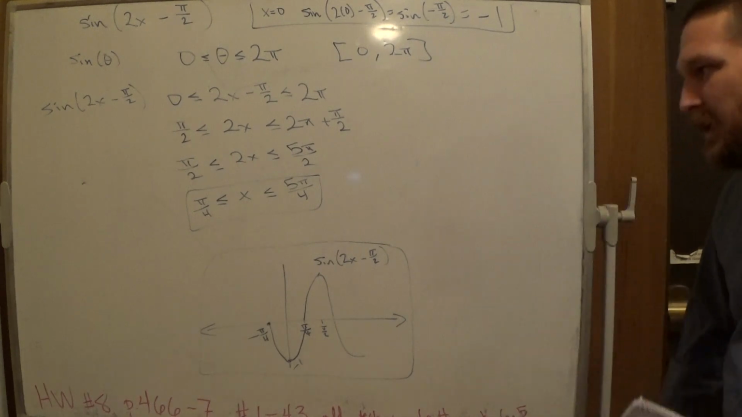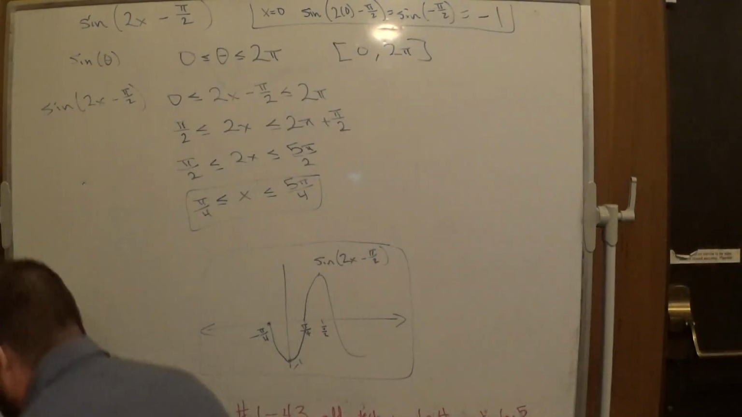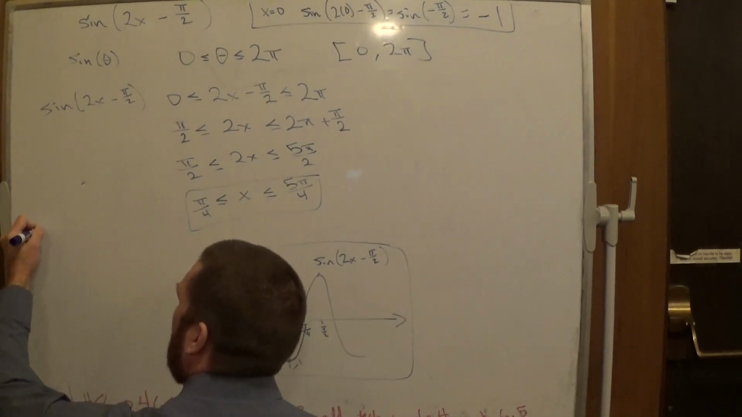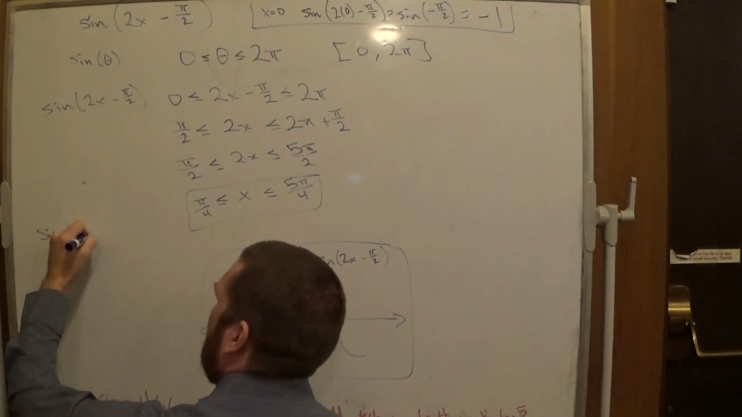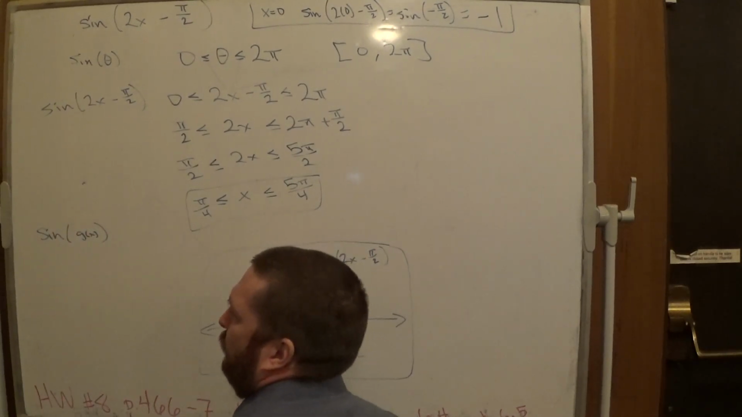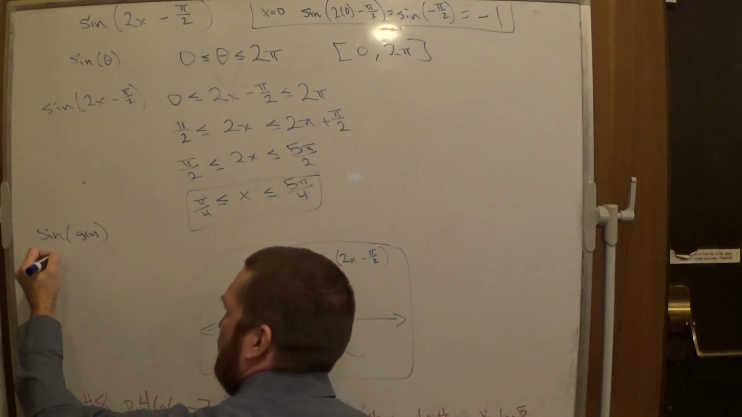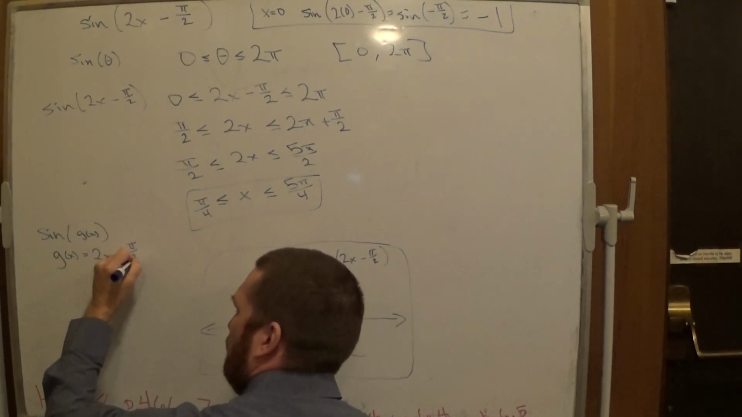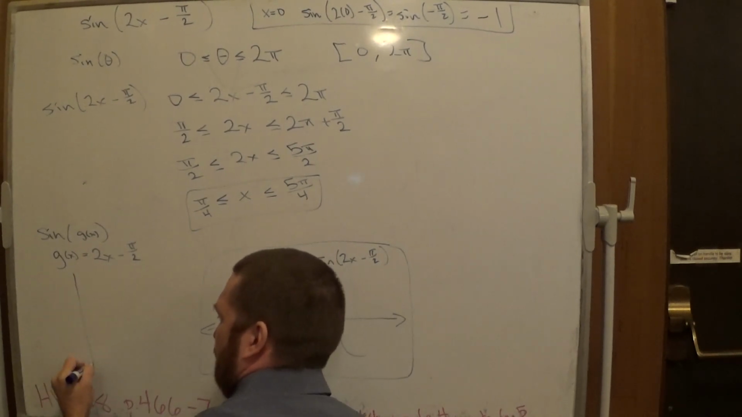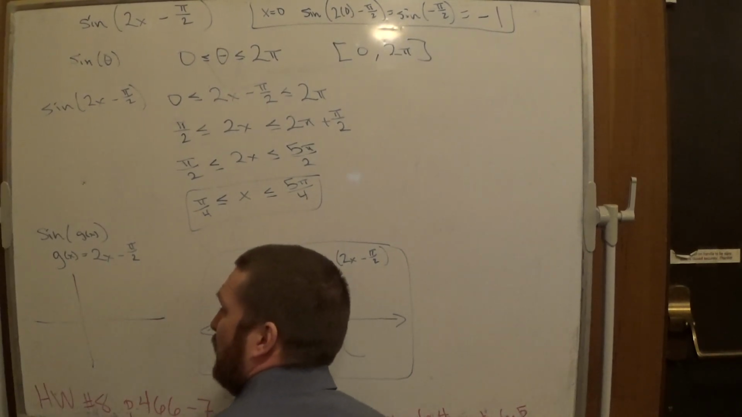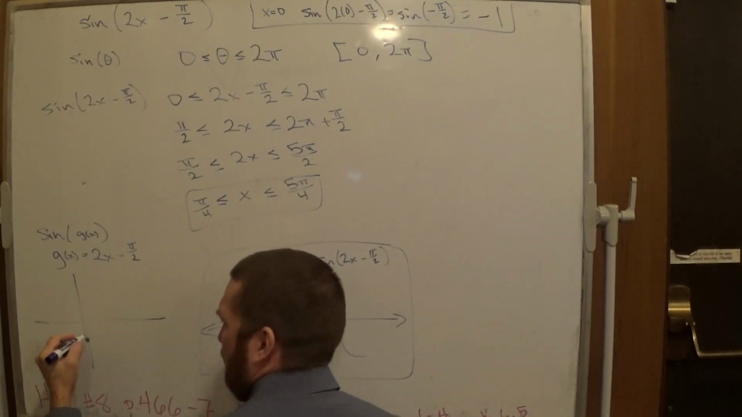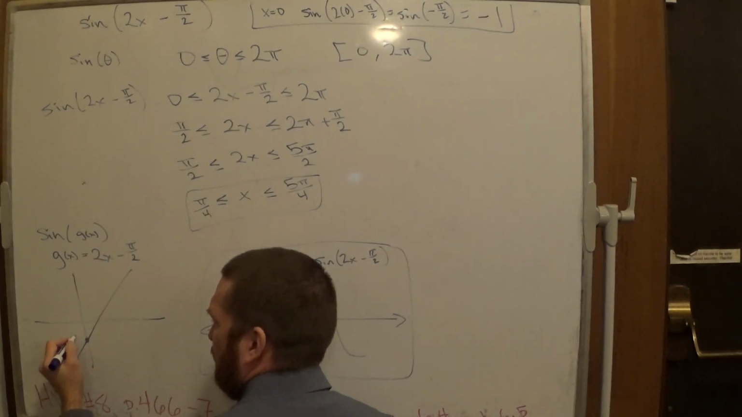Interesting. Another way of thinking about this: it's almost as though we have sine of some function. That function happens to be 2x minus pi over 2. What kind of function is that? A line. Where does it go through the y-axis? Minus pi over 2. Is the slope positive or negative? Positive. So it looks like this. That's what that thing looks like. It goes through here at minus pi over 2.